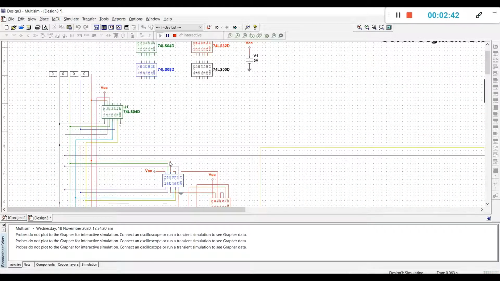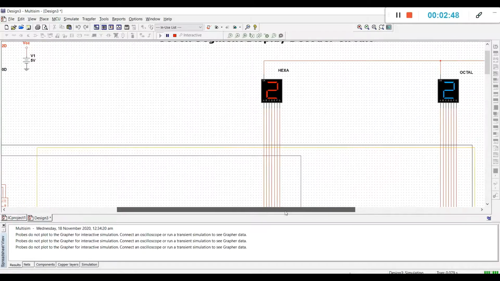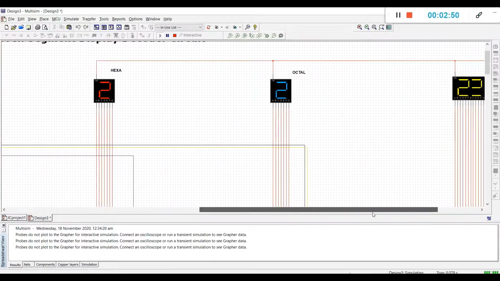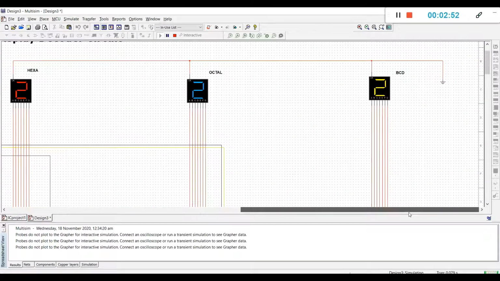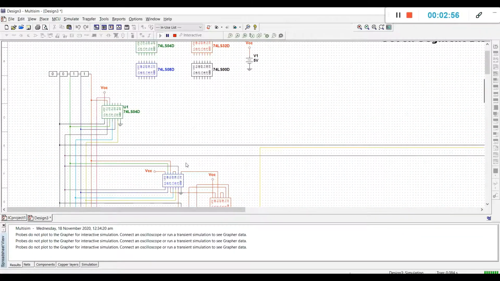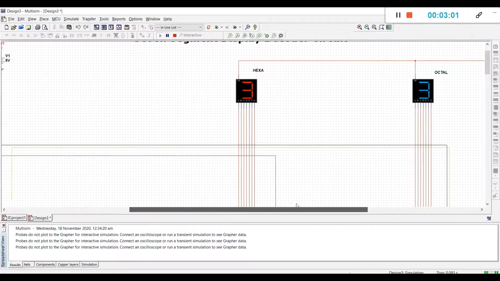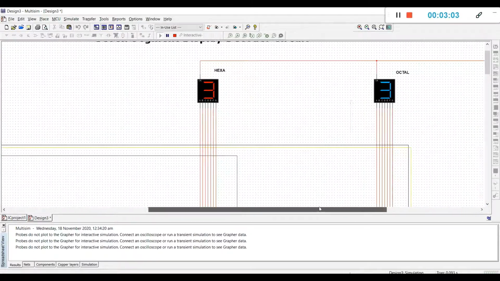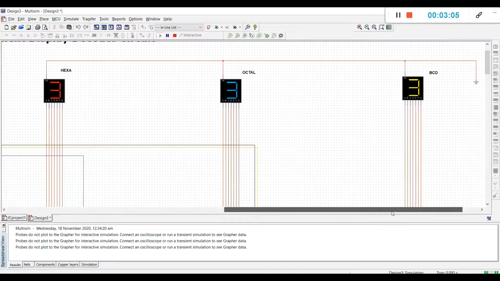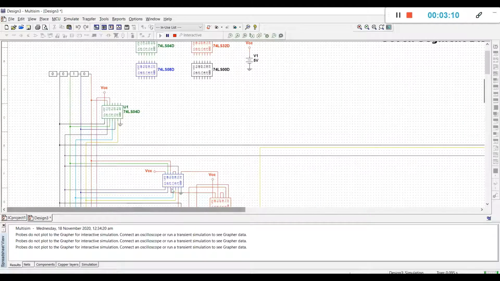The next input is 0, 0, 1, 0, which is equal to 2. So the hexa will return 2, the octal will display 2, and the BCD will display 2. And then the next input is 0, 0, 1, 1, which is equal to 3. So the hexa will display 3, octal will also display 3, and the BCD will also display 3.